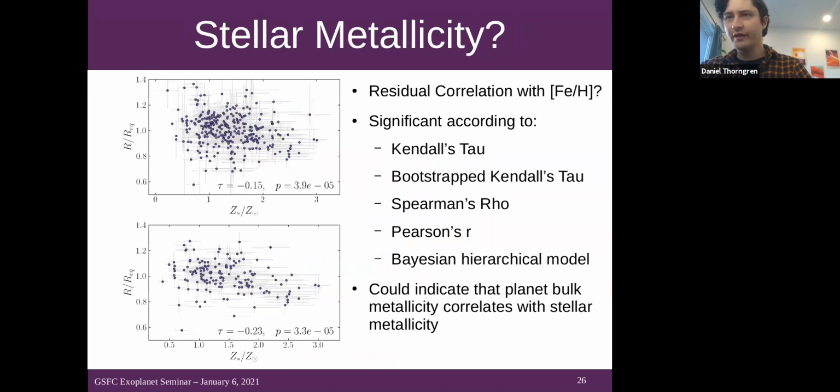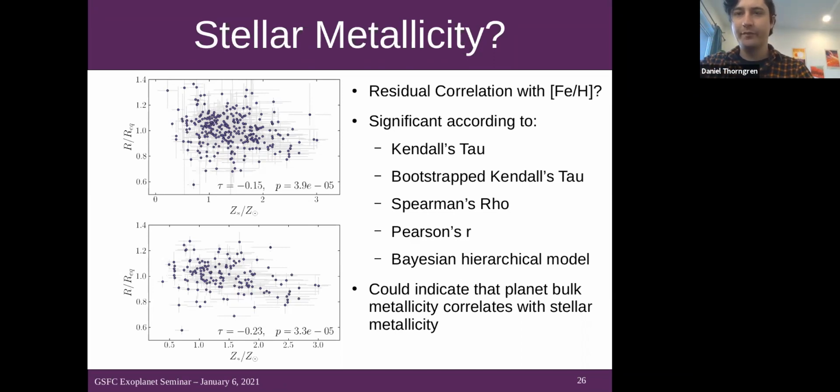So, one last argument that I'm going to put in here, that we saw, and I promised to come back to it, so here we are, is what's going on with the stellar metallicity and the radius. So we saw in the table there was a mildly significant BIC that favored including the stellar metallicity in our radius models.